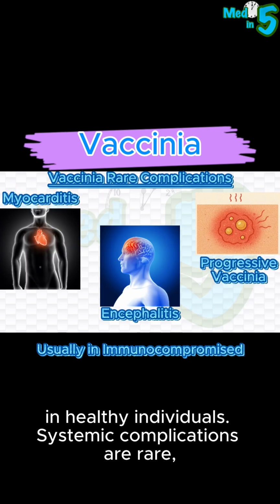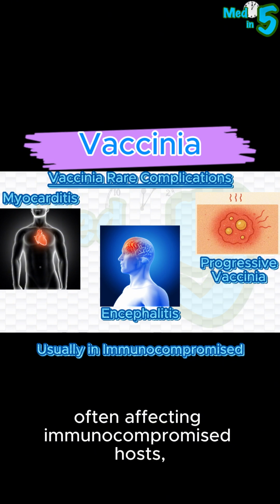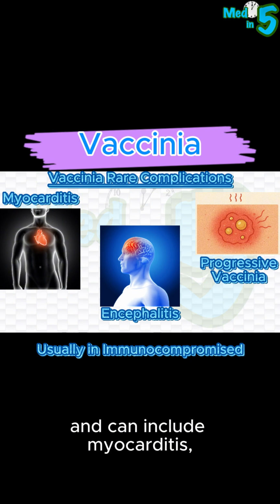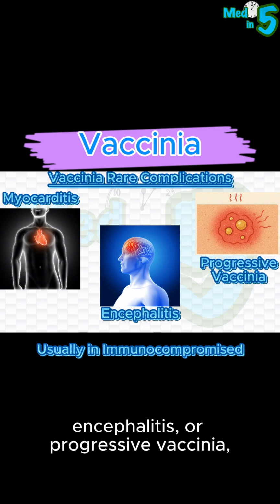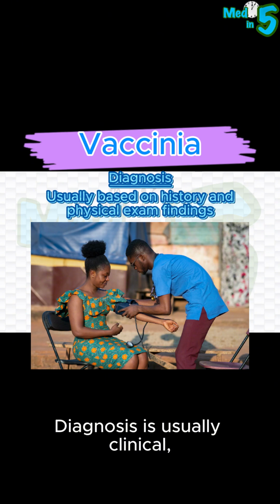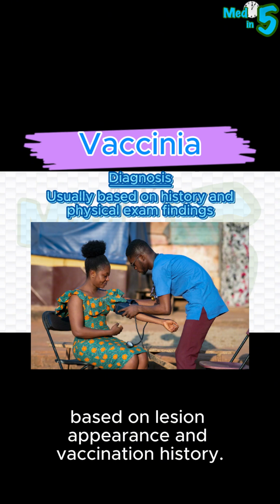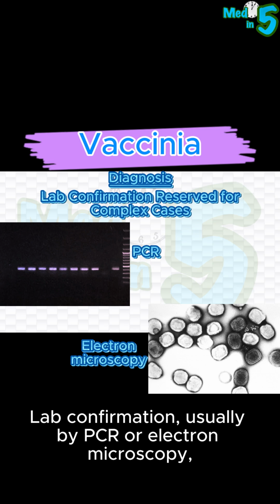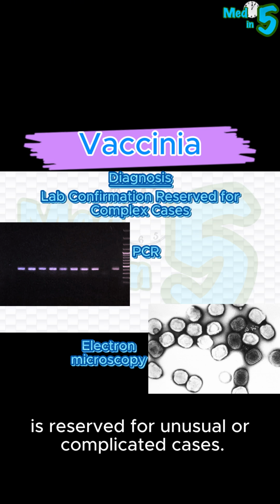Systemic complications are rare, often affecting immunocompromised hosts, and can include myocarditis, encephalitis, or progressive vaccinia, presenting as an expanding injection site sore. Diagnosis is usually clinical, based on lesion appearance and vaccination history. Lab confirmation, usually by PCR or electron microscopy, is reserved for unusual or complicated cases.